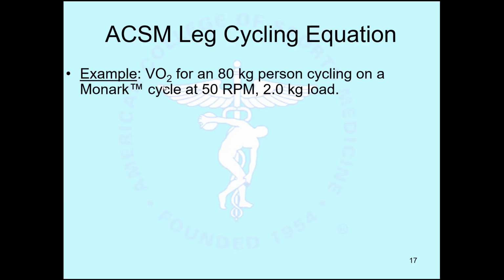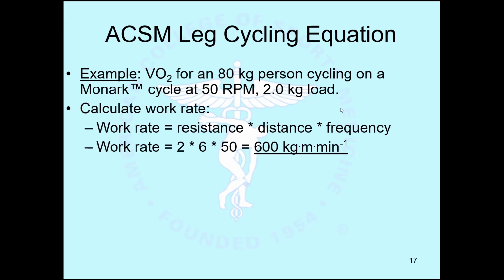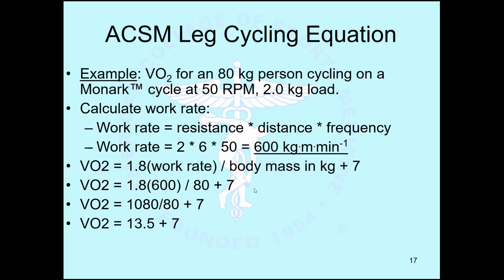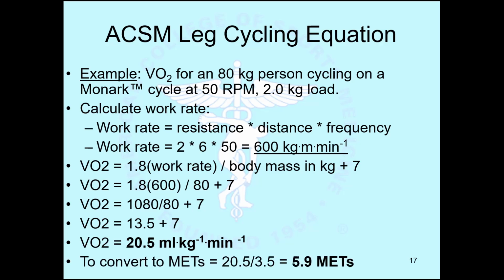So let's do an example. What's the VO2 for an 80 kilogram person cycling on a Monarch leg ergometer at 50 RPMs with a 2 kilogram load? So the first thing we need to do is calculate the work rate. Relatively simple, 2 times 6 times 50 gives us 600 kilogram meters per minute. And then we plug that into the cycling equation. We get 1.8 times 600 divided by 80 plus 7. Let's do this step by step. I got 20.5 milliliters per kilogram per minute. And then again, if we wanted to convert to METs, divide by 3.5.